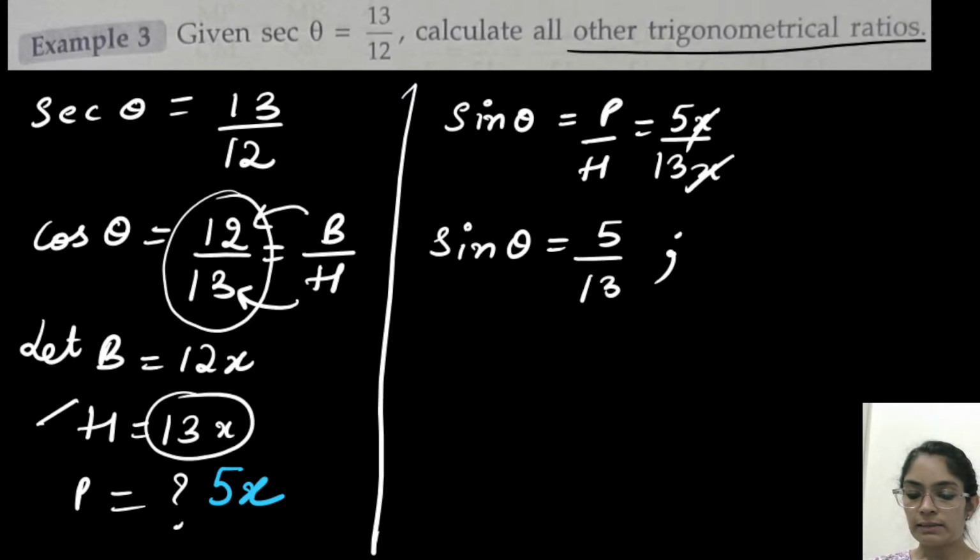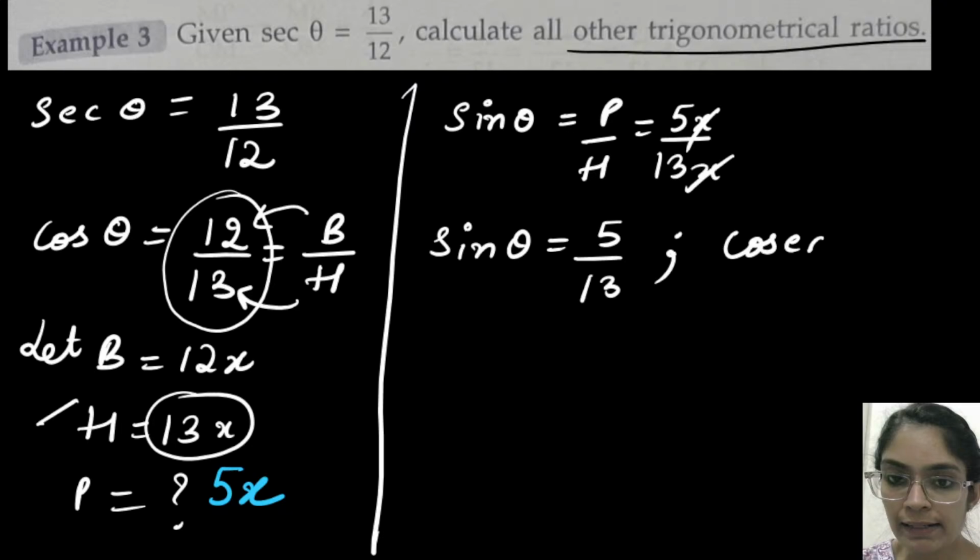Sine theta's reciprocal we know. Which trigonometric ratio is the reciprocal of sine theta? Just now I told also. Yes, cosecant. So I can write cosecant theta is equal to its reciprocal, that is 13 by 5.